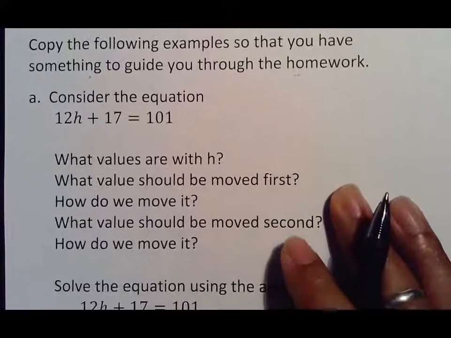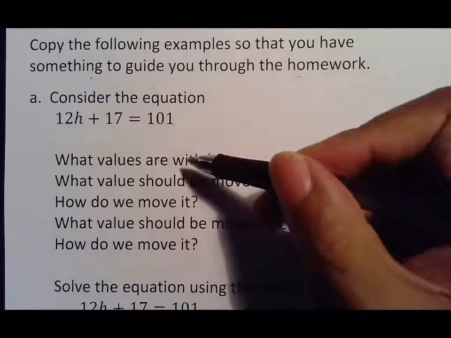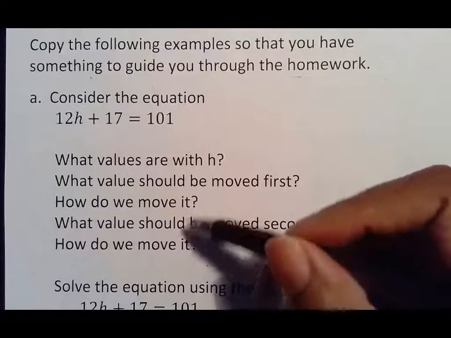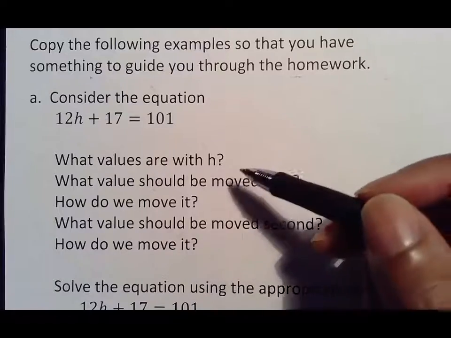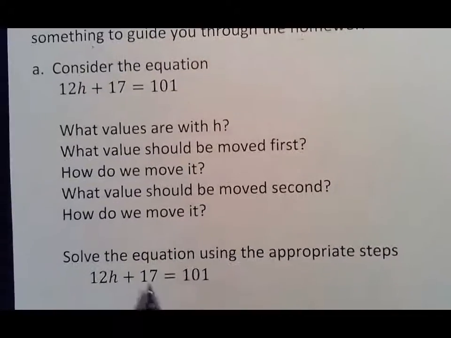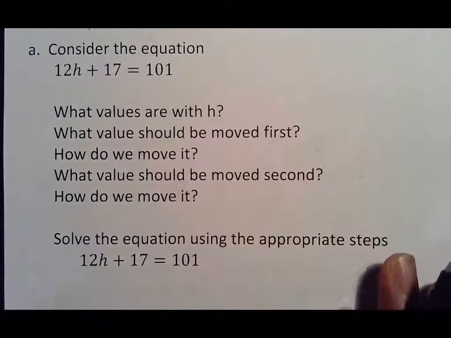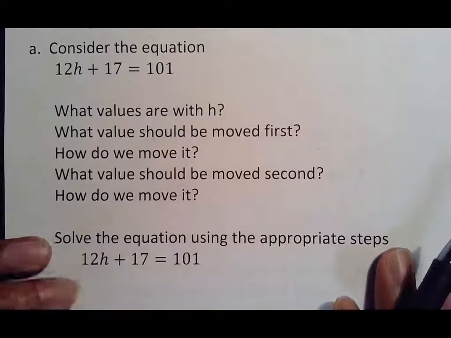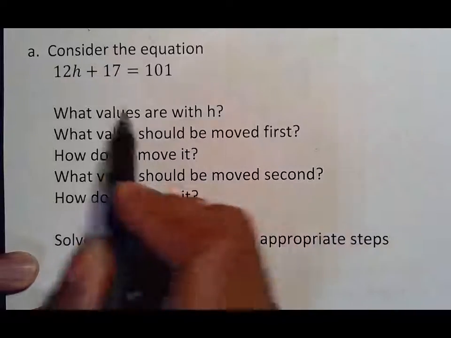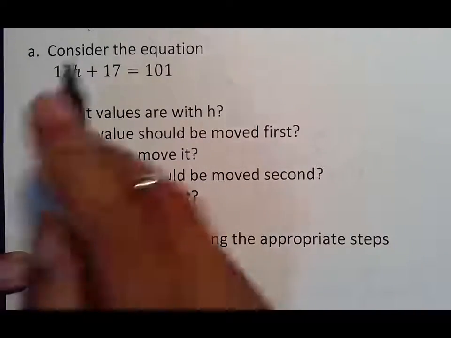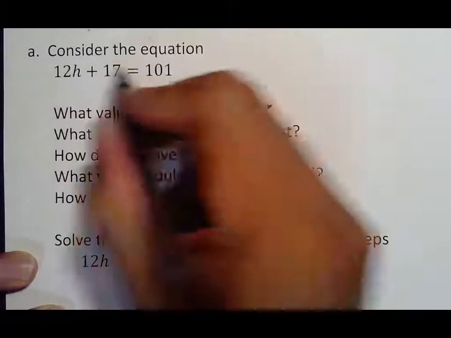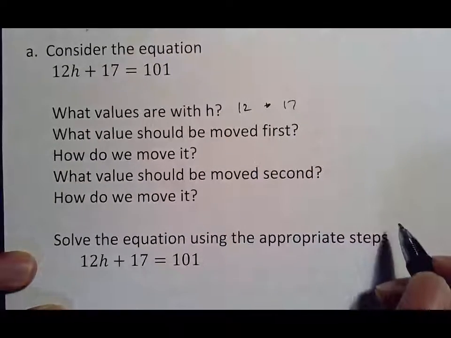Also, make sure you copy the examples. You don't need to copy all this part because that's more of a mental thing, but definitely copy the portion where I actually work it out so you can see the actual proof of what you need to do. One thing the computer is going to ask you is what values are with h, and you find h and say that h is with 12 and 17.